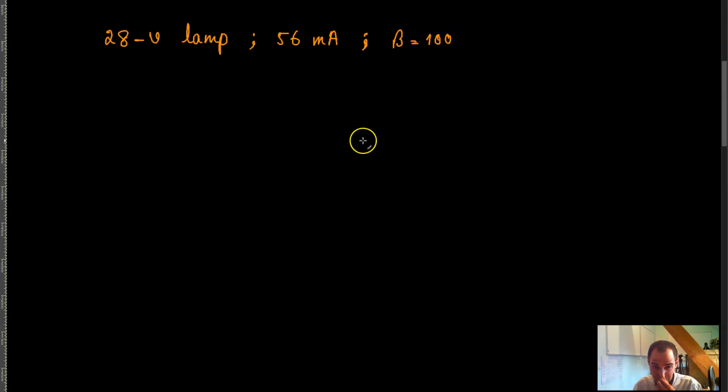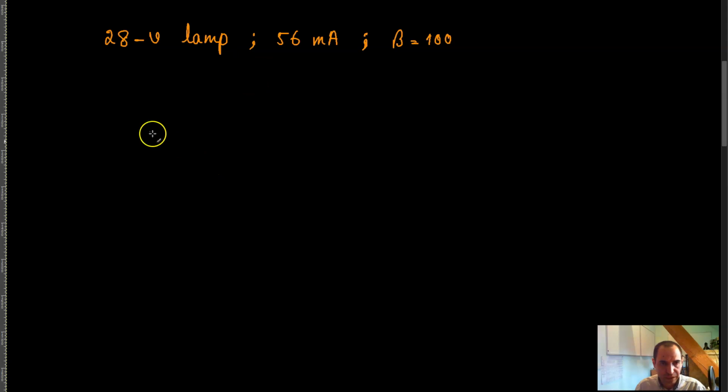Basically, let's say that you have a lamp that needs a voltage of 28 volts, and it draws a current of 56 milliamp. And you want to use a transistor whose beta is 100, and we want to feed this lamp using this transistor.